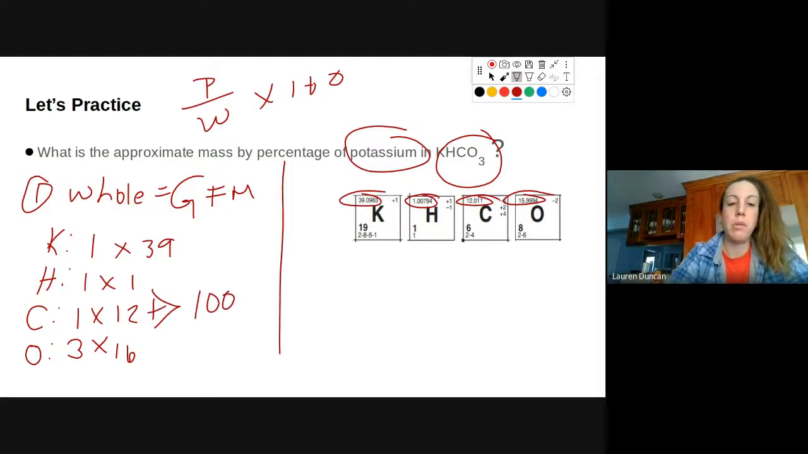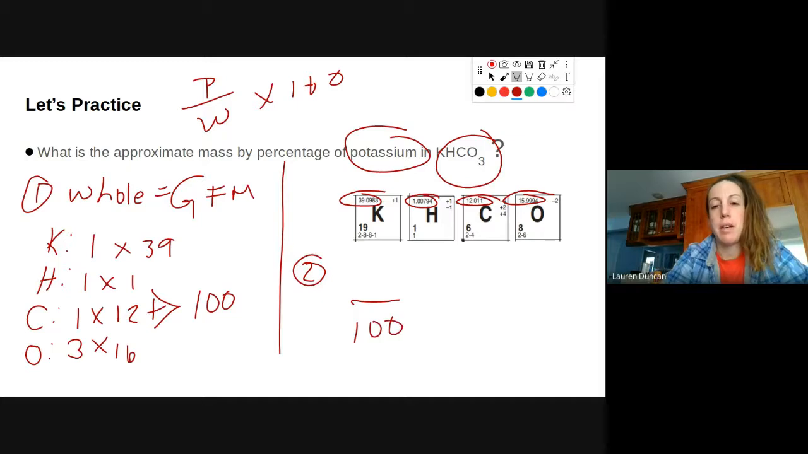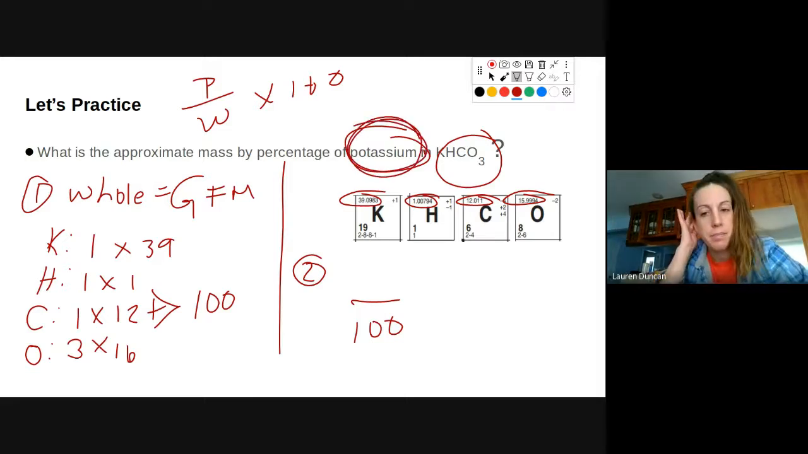So the mass of the whole thing is 100 grams per 1 mole of particles of this substance. Now that I know the mass of the whole thing, I can put the mass of the whole, which in this case is 100, in the denominator. The mass of the part, well, I'm looking for the percent by mass of potassium in this compound.